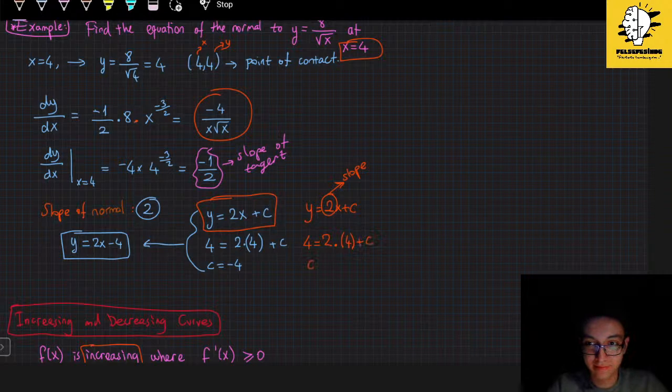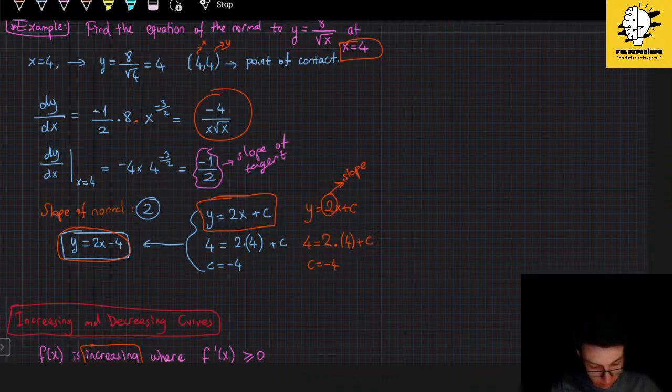And at the end, the equation of the normal is y is equal to 2x minus 4. That's it, guys. That's it. This is the thing. And if you are familiar with this, then you will have no problem with these kinds of questions in the future for IB exams.